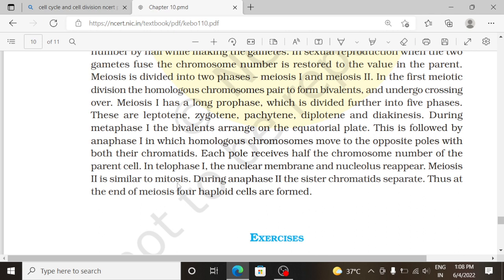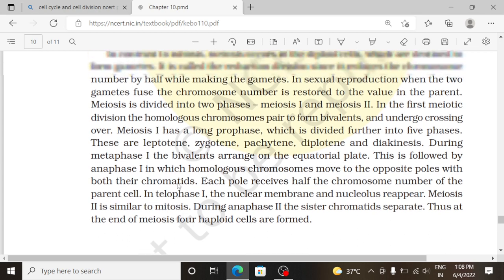In telophase 1, the nuclear membrane and nucleolus reappear. Meiosis 2 is similar to mitosis. During anaphase 2, the sister chromatids separate. Thus, at the end of meiosis, 4 haploid cells are formed. Let us go through the diagrams.